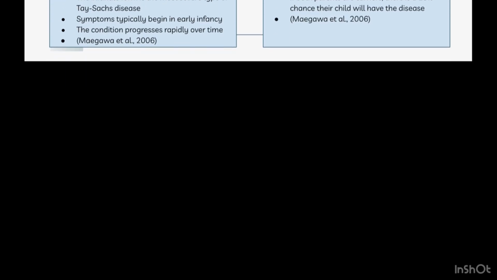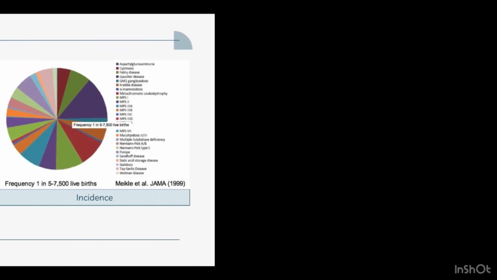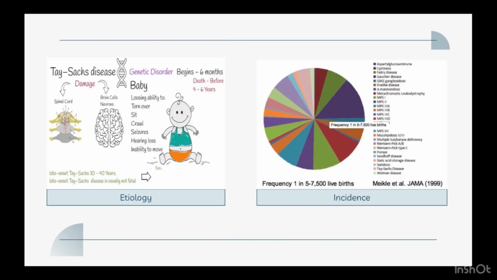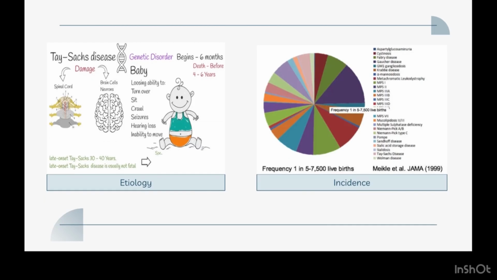So in this next slide, you can see on the left for the etiology, it breaks down within the spinal cord and the brain cells where the damage happens, and also the abilities that the infant starts to lose, and the age. And for the incidence, you can see how rare it is in normal populations. So this is a pretty rare disease.